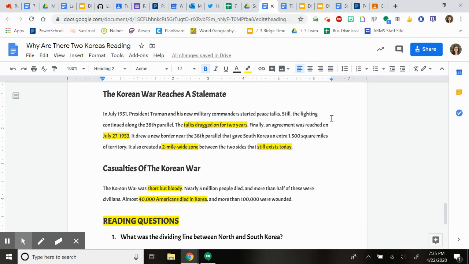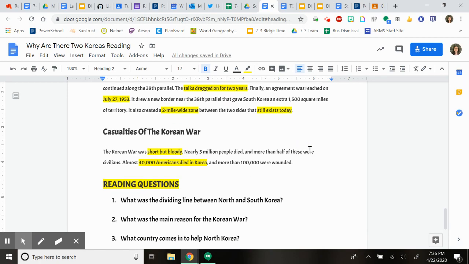Finally, an agreement was reached on July 27, 1953. It drew a new border near the 38th parallel that gave South Korea an extra 1,500 square miles of territory. It also created a 2-mile wide zone between the two sides that still exists today, and that is the DMZ zone.